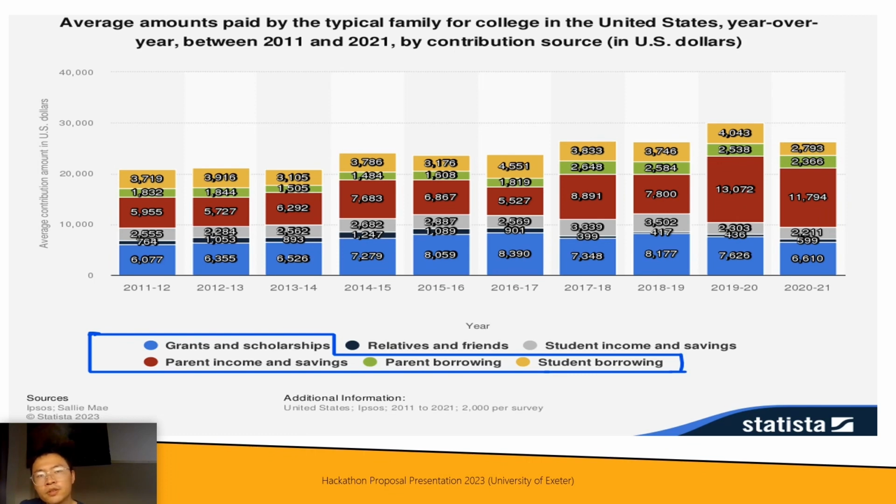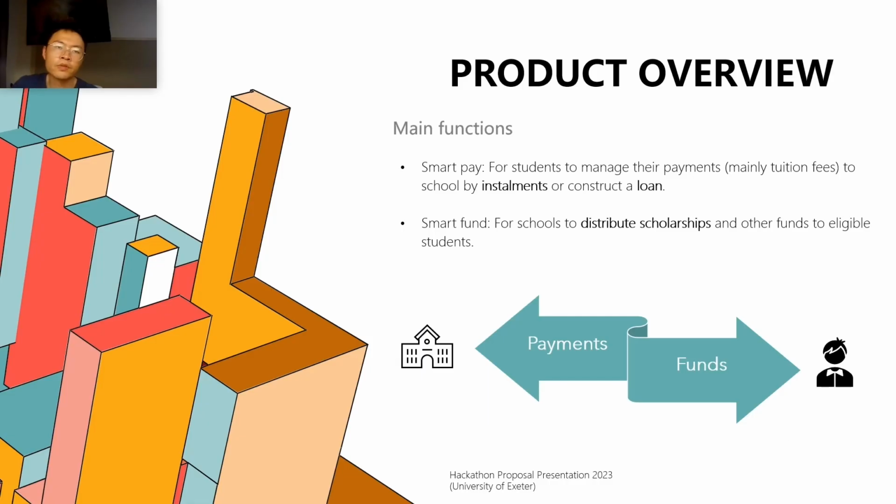Then we discovered that in the US, tuition fees are mainly covered by family income, scholarships, and borrowing. Based on this, we want to provide a service that allows students to make their payments more flexible, which we call Smart Pay. You can employ the smart contract that suits you best to pay your tuition.